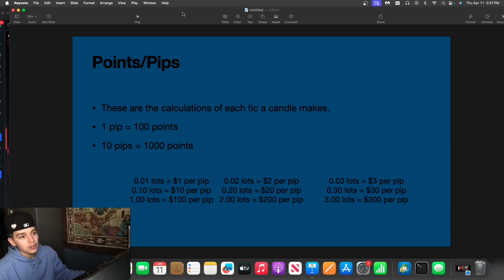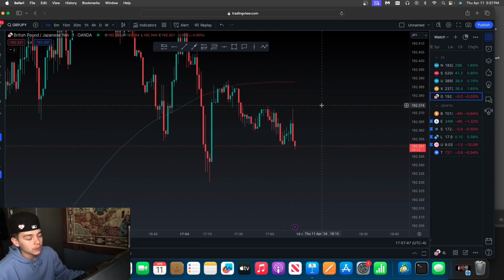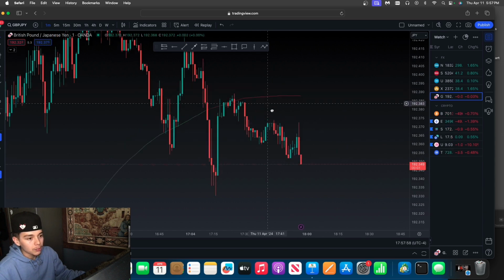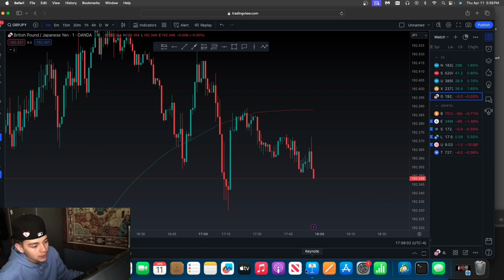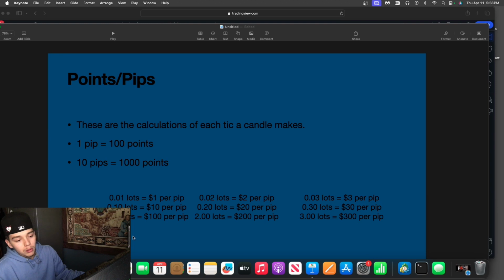So this is how candles are going to be moving, whether it's going down or whether they're going up. And this is a 1 minute candle, so each candle represents 1 minute, which we'll get into later. Okay, all right.